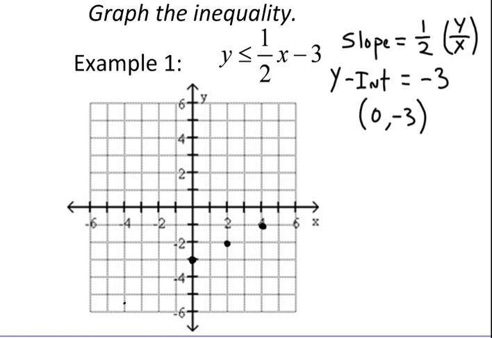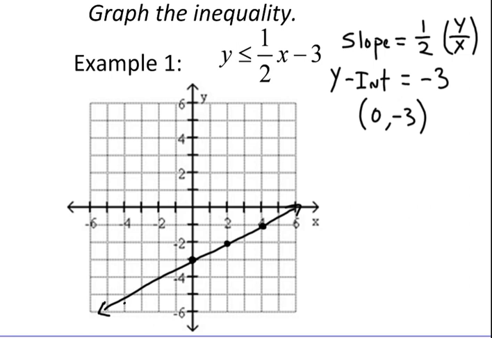Now we just have to decide whether it's a dashed line or a solid line. In this case, it's a solid line, and I'm going to suggest that you guys use a ruler when you draw these lines, and always, always, always go all the way to the end of each graph. Okay, so that's our line.